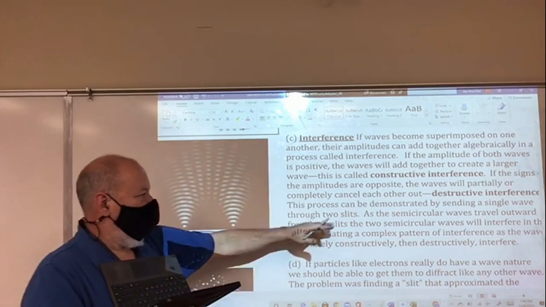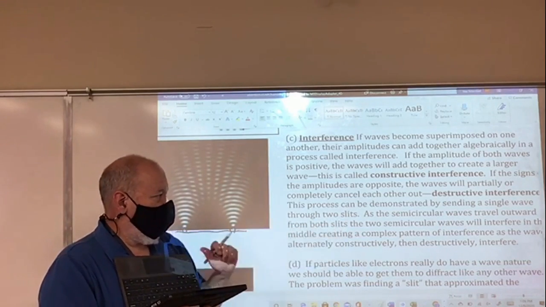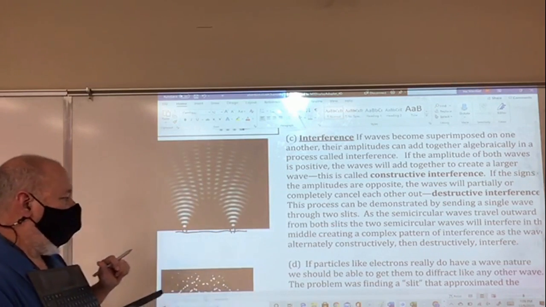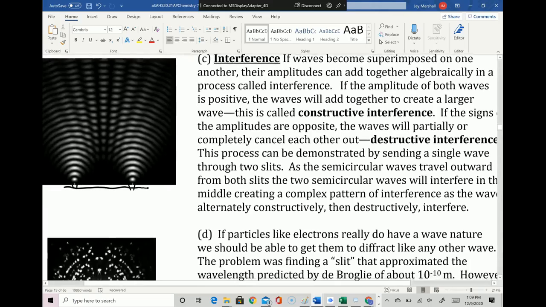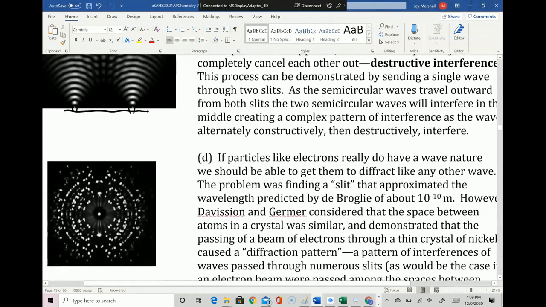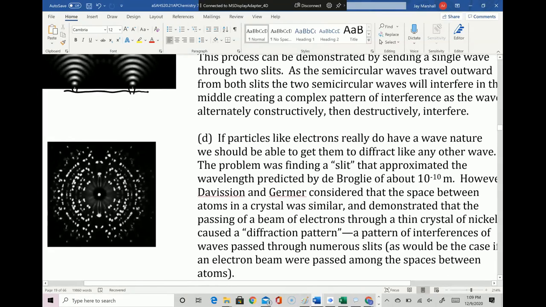As the semicircular waves travel outward from both slits, the two semicircular waves will interfere in the middle, creating a complex pattern of interference as waves alternately constructively then destructively interfere. Now, here's the proof that I was talking about. The final proof that electrons have a wave nature, if you're still not convinced.